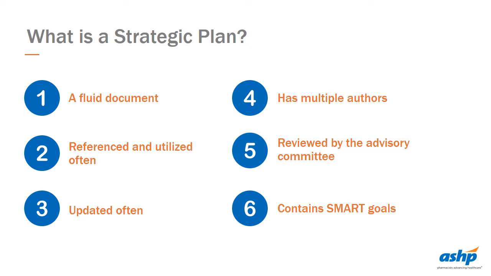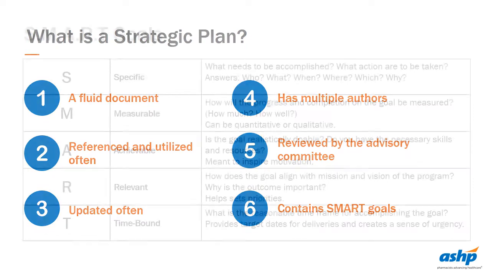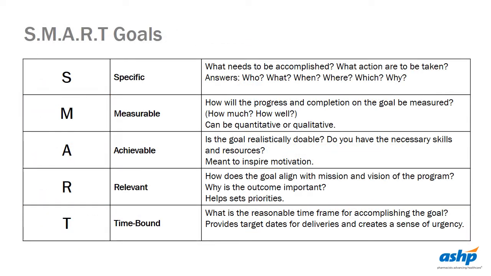And finally, number 6, any goals identified do need to be SMART goals. SMART is an acronym to remind you of the important aspects of a goal: specific, measurable, achievable, relevant, and time-bound. To create SMART goals, follow these questions to frame your goals. S stands for specific, which questions what needs to be accomplished and what actions need to be taken. This should generally answer the 6 W's: who, what, when, where, which, and why.